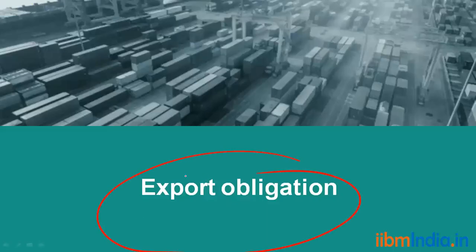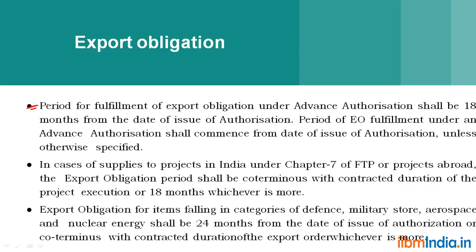Now, what are the export obligations we have? The period for fulfillment of export obligation under the advance authorization shall be 18 months from the date of issue of authorization. The period of EO fulfillment under an advance authorization shall commence from the date of issue of authorization unless otherwise specified.